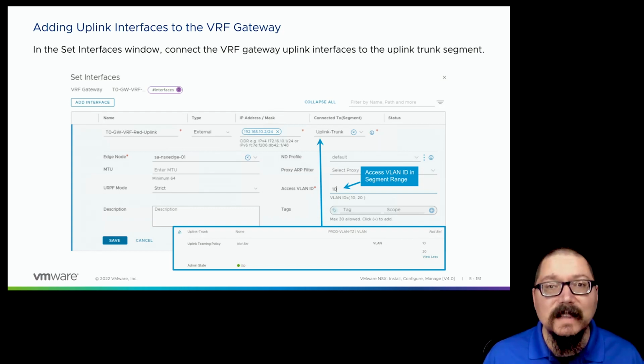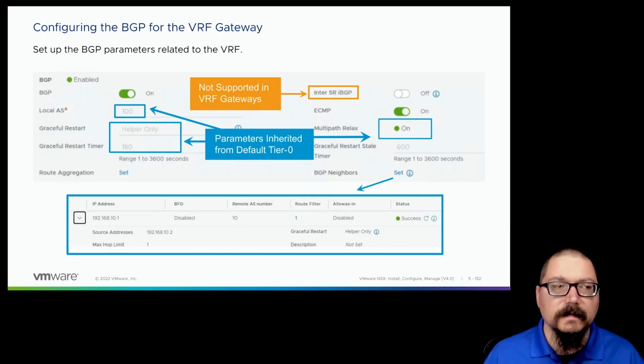That access VLAN, right? That's the VLAN we're going to tag packets egressing the VRF with. So we need to make sure we set this and that VLAN ID exists as part of the uplink trunk segment configuration that we did a minute ago.